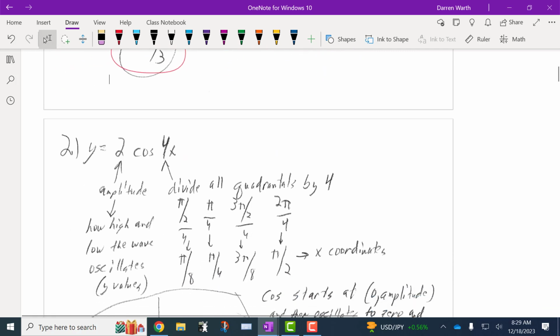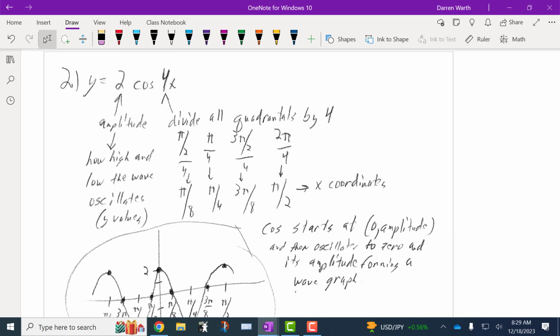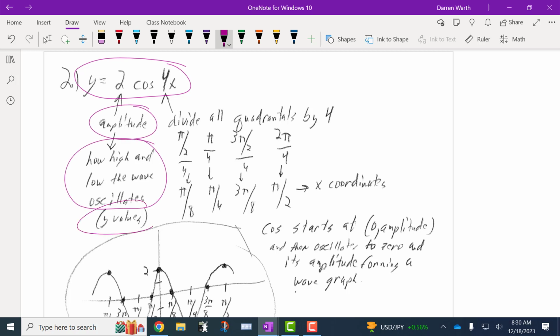Okay, now in this next problem, it wants us to sketch the graph of y equals 2 cosine of 4x. To sketch this graph, remember the amplitude is how high and how low the wave oscillates. Or if you want to think of it this way, it's your y values.